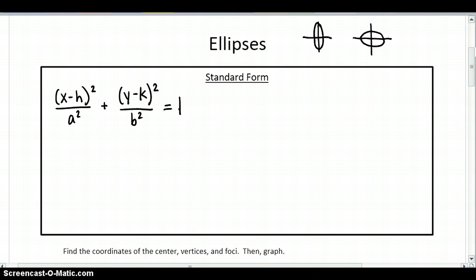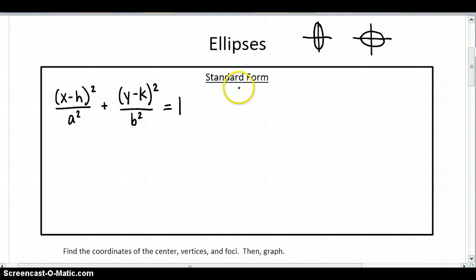A circle is actually a type of ellipse. A circle is an ellipse where these two numbers, a squared and b squared, are the same number. They're even. That's what turns it into a circle. Typically with an ellipse, they won't be the same number, and that's why we have an ellipse. They're uneven on the x side and on the y side.